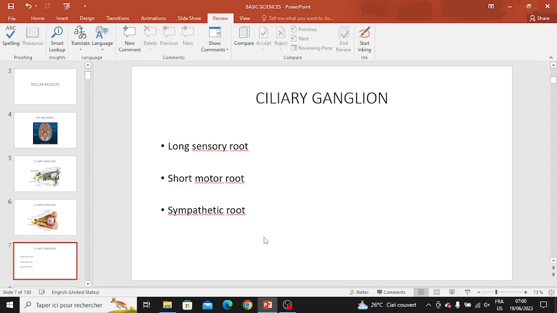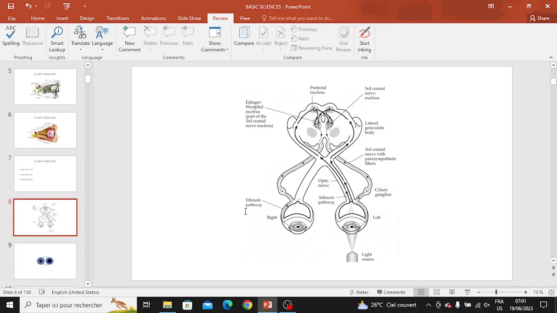Now, sympathetic root, it brings sympathetic fibers from the carotid plexus, and with this, it's able to innervate the dilator pupillary muscles to help dilate the pupil. So that's the ciliary ganglion.